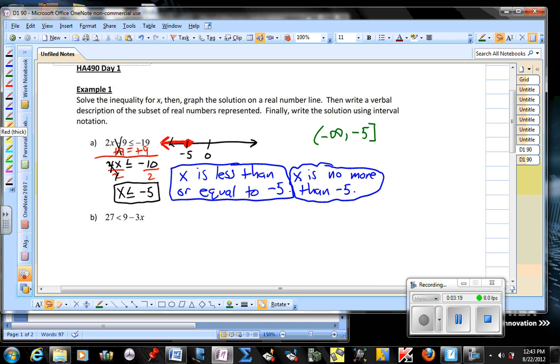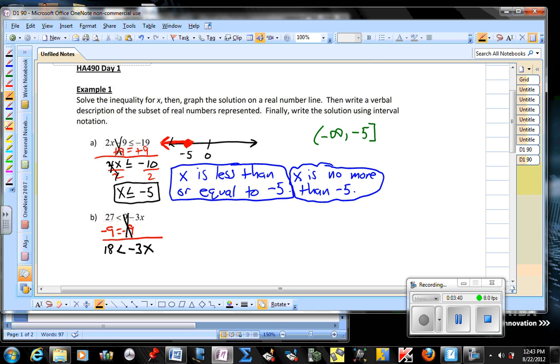First, we're supposed to solve for x. So we'll get rid of this plus 9. We'll get rid of the positive 9, subtracting 9 on each side. 27 minus 9 is 18. 9 minus 9 is 0. Eliminate each other, and we're left with negative 3x. So 18 is less than negative 3x.